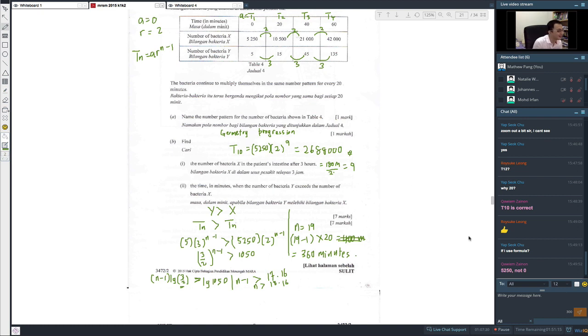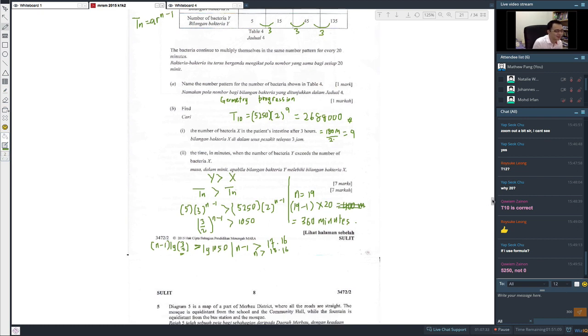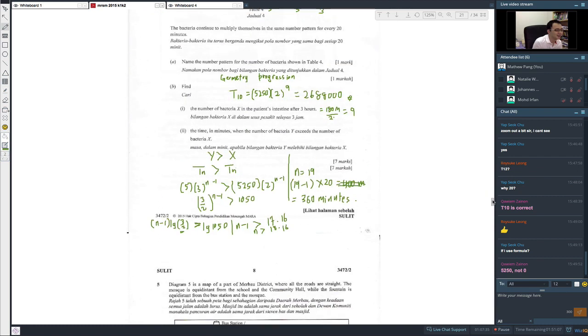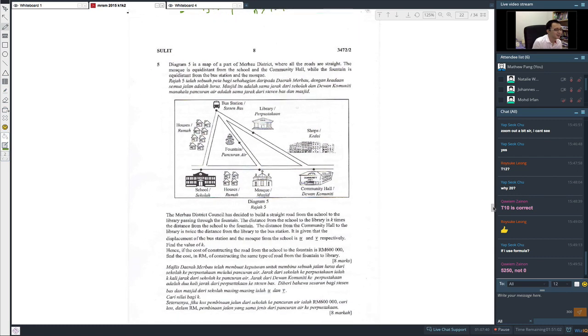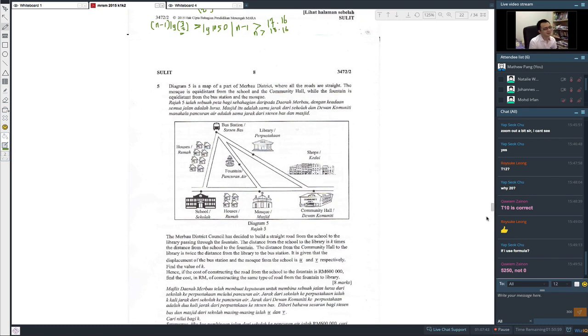I think this question, one of the students actually asked me this question on my Facebook, but I haven't replied to him. Actually this is a vector question. So in order to solve this vector question, I will actually label it first. So bus stop, I will call it B. And school, I'm going to call it S. For mosque, I'm going to call it M. For library, I'm going to call L. And then for community hall, I'm going to call C. Alright, so you have something that looks like this.